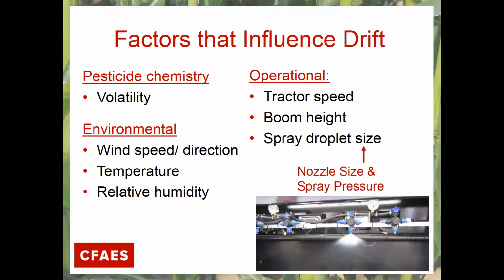So to talk about some factors that influence drift, we will look at a couple different factors. The nature of the pesticide chemistry is important. As we already discussed, drift can be either the movement of particles away from the target or the loss of the chemical as a gas. The pesticide's ability to volatilize is a function of its molecular structure. Pesticides vary greatly in their ability to volatilize. There's a much greater risk of this type of drift with pesticides that are highly volatile.